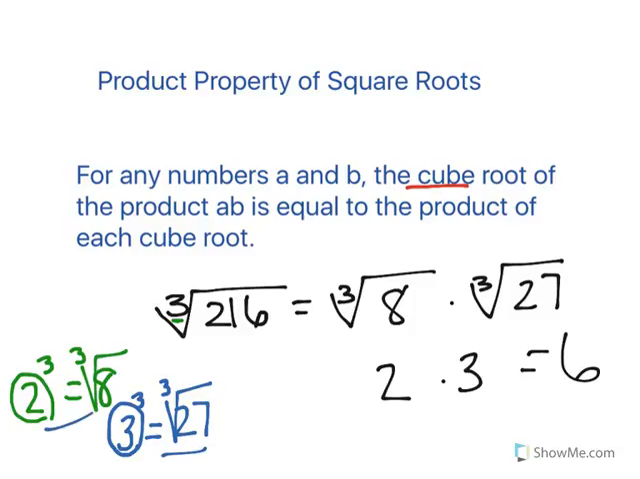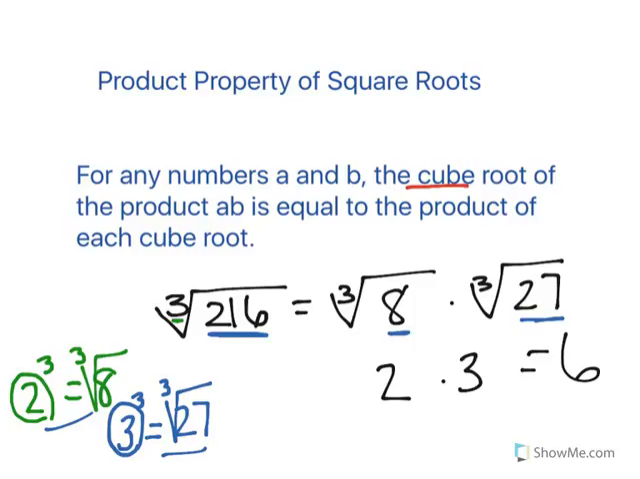So now what we're going to do is take this number 216 that's inside my cube root, and we have to think about what two numbers I can break that 216 into whose product equals 216. And the two numbers that we break it into have to be perfect cubes. So for example, I'm going to break 216 into the numbers 8 and 27, because 8 times 27 equals 216.